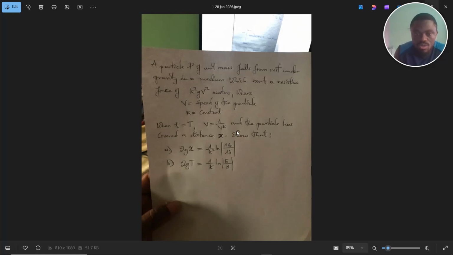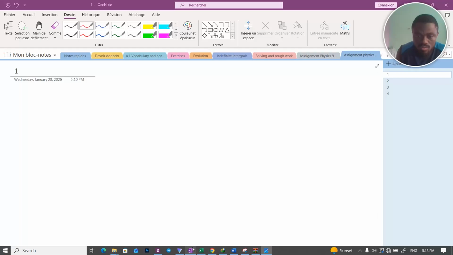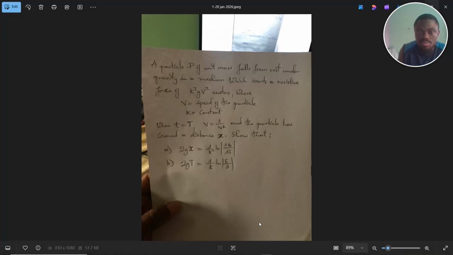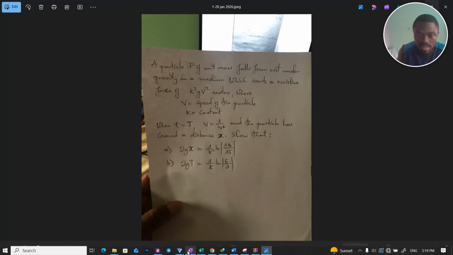As I always told you, you need to start an exercise by first doing what? You record the data, you do your sketch, and from there you start analyzing the question. Never start an exercise without collecting your data and doing your sketch first. So for you to easily see things, first you collect your data and you do your sketch. So let me go back to the question. They said a particle P of unit mass falls from rest. So let me record my data first.